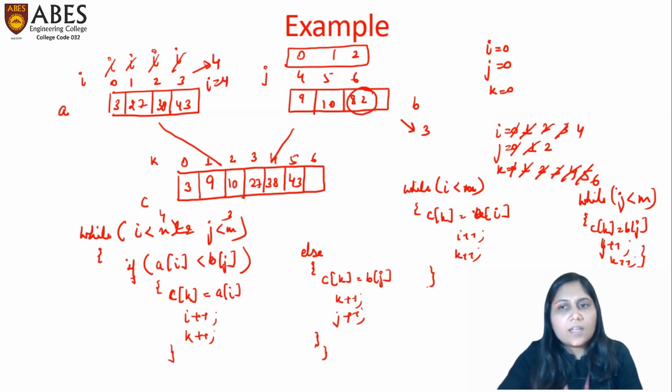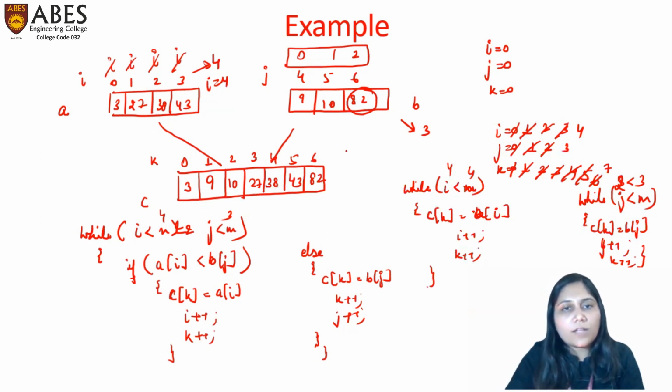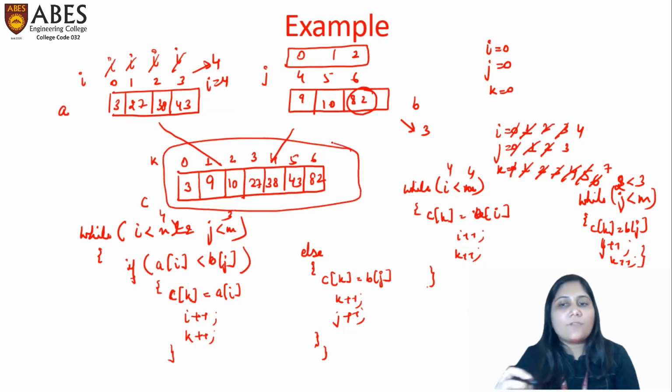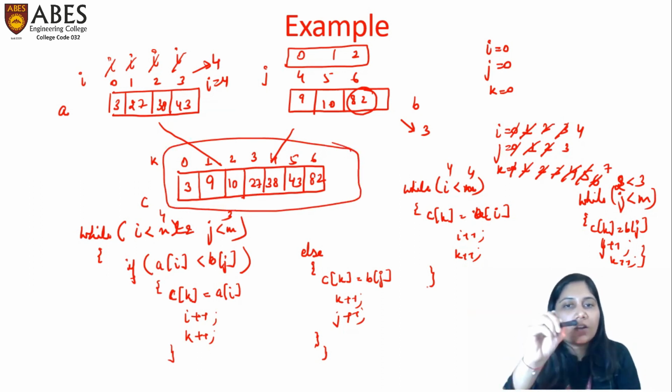You can see that for I less than N, 4 is less than 4, the condition is false. So I'm not going to go into this, but I can go here. 2 is less than 3, the condition is still true. So I can directly put this value over here, 82. Now my J will become 3, K will become 7. So there is no point. If you check, 3 is less than 3, the condition is false. So it will come out, and you can find that at the end of the merging, we have got the sorted array. This is your conquer part.